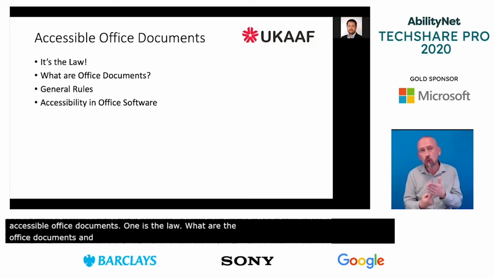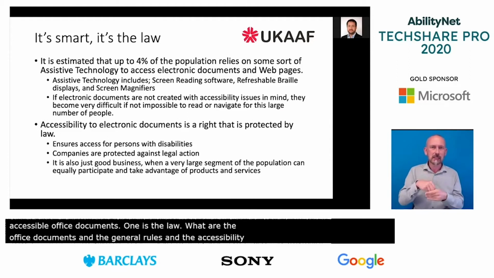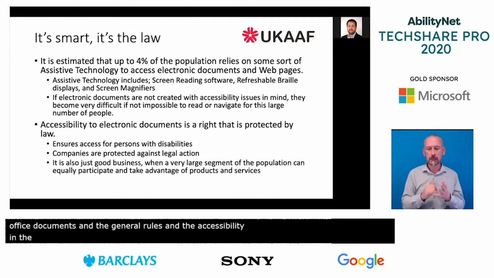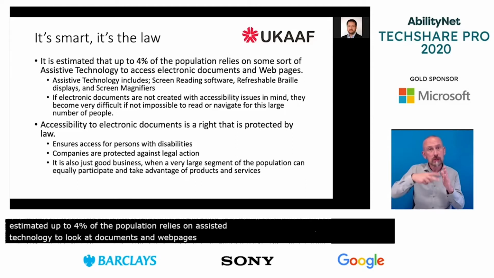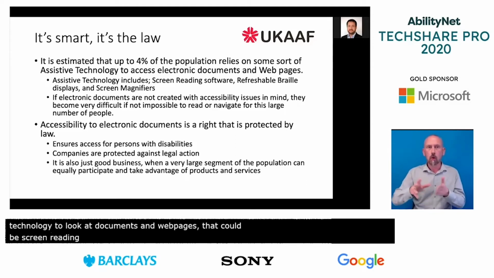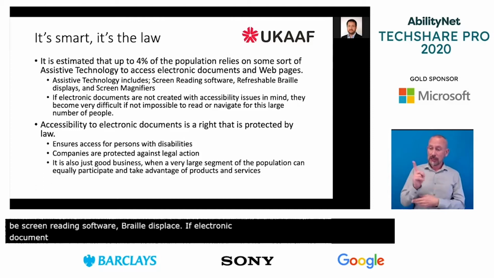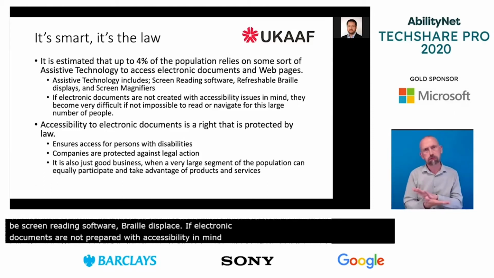So to start with, we have to realize that it's estimated that up to 4% of the population relies on some sort of assistive technology to look at electronic documents and web pages. So it could be screen reading software or braille displays or screen magnifiers. If electronic documents aren't created with accessibility in mind, they become extremely difficult, if not impossible, to read or navigate by a large number of people.